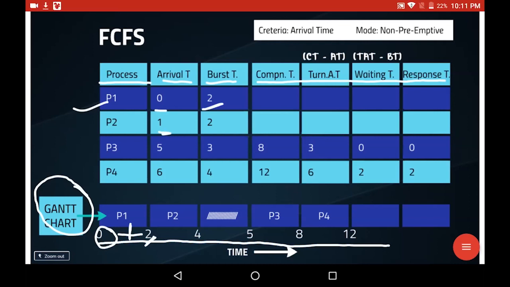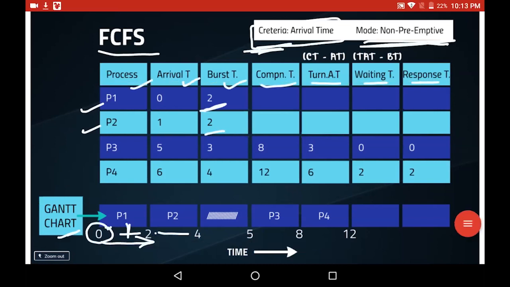So from time 2, P2 will start and execute for 2 units of time. 2 plus 2 is equal to 4. Then, did any other process arrive till 4? No, so we leave this blank. This is an important thing to consider. At 4, no other process had arrived, so from 4 to 5 we leave it blank. Then at 5, did any other process arrive? Yes, P3 arrived at 5, and it executes for 3 units of time. 5 plus 3 is 8.